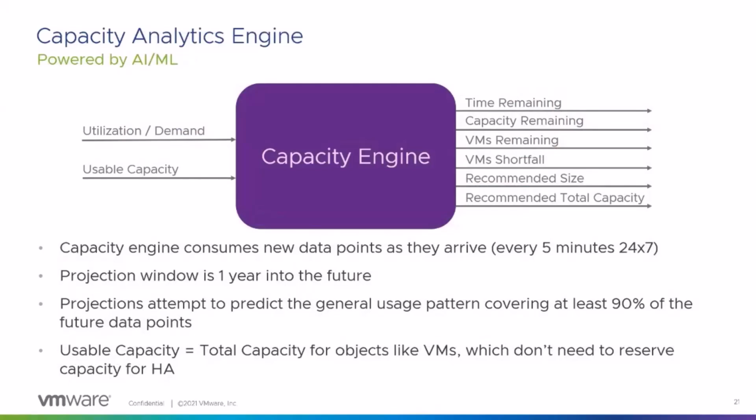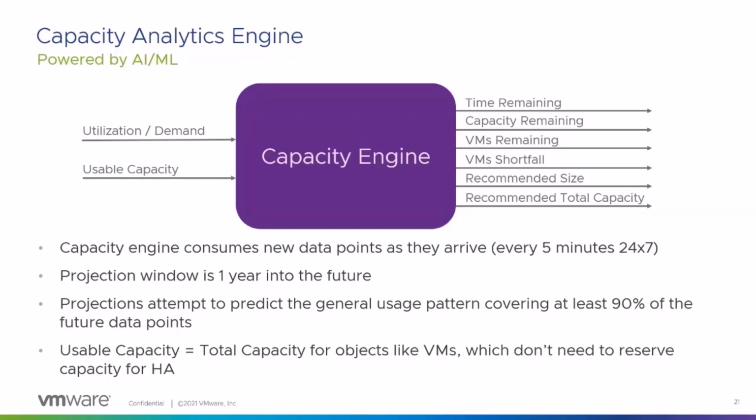Basically what comes into the engine is your utilization or demand, and then the usable capacity of the object you're looking at. And from the other side you get some metrics like time remaining, capacity remaining, VMs remaining, VM shortfall, recommended size, and recommended total capacity. So you feed all that in, and you get this additional data coming out of it.